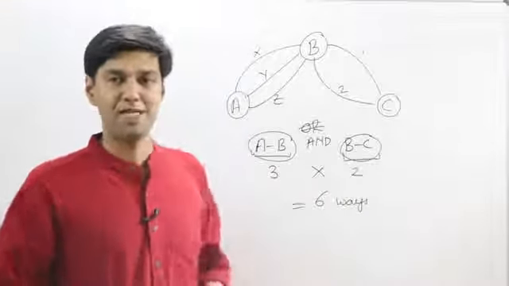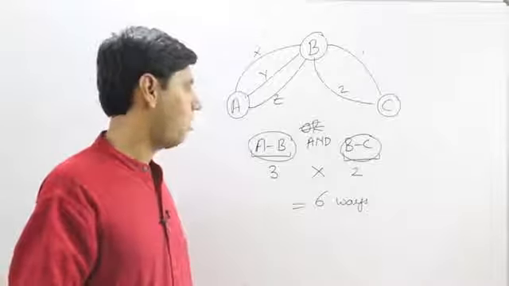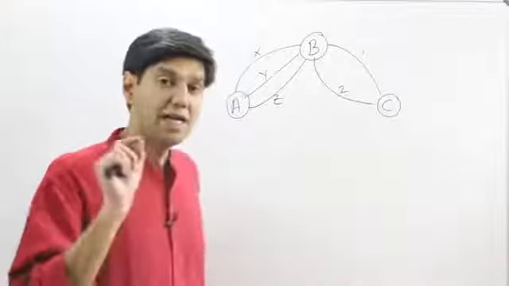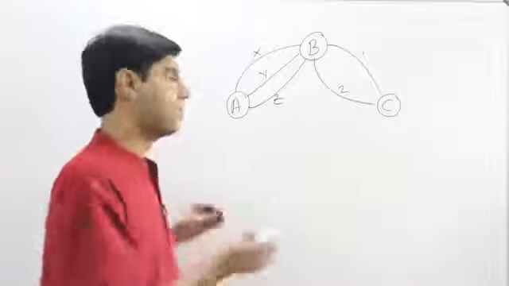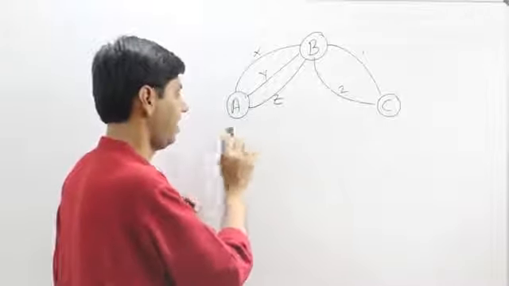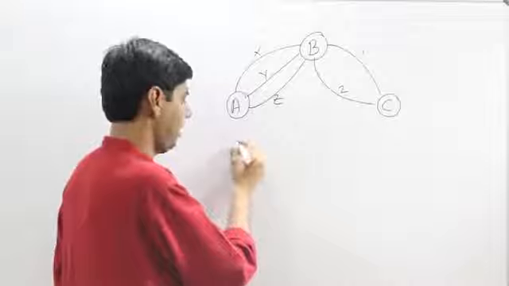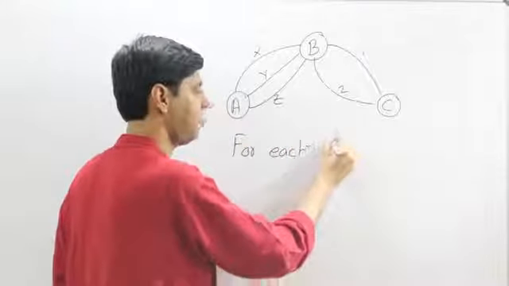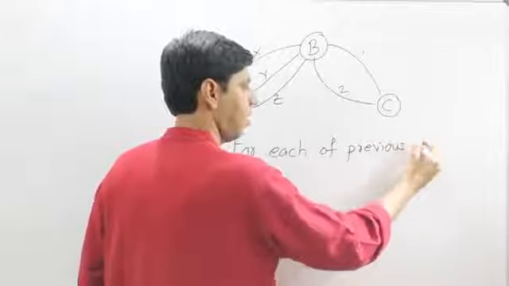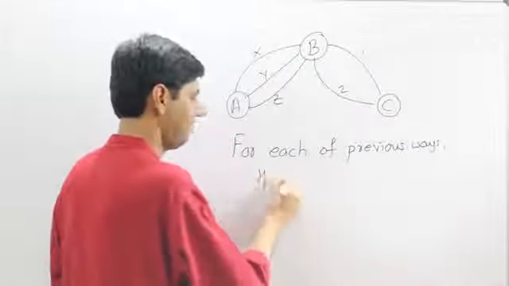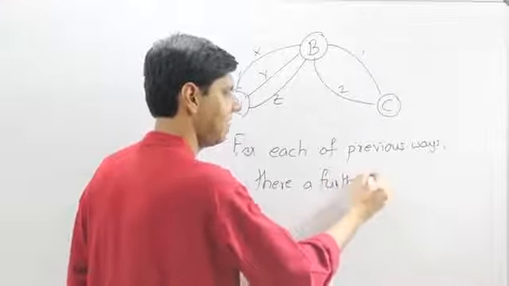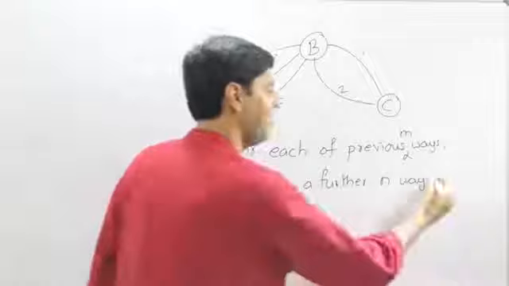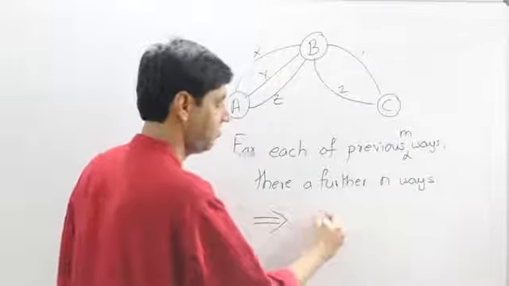While this is a very, let's say, textbookish way of learning when to use an or and an and, what I would suggest is, to identify the use of an and, please ask yourself a question or think whether the statement is valid: for each of previous m ways, there are further n ways. This always would suggest that you would have to do m into n.